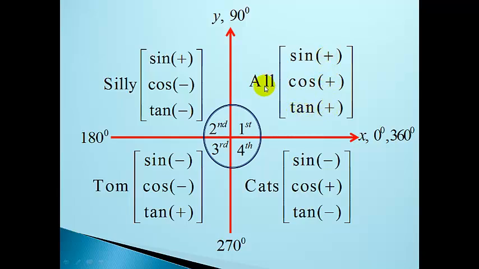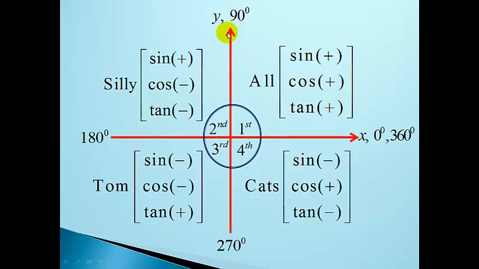That is the meaning of all. So sine, cos, and tan of any angle between 0 degrees and 90 degrees will give you a positive answer. Now, when we go to the second quadrant, sine is positive, cos is negative, and tan is negative.